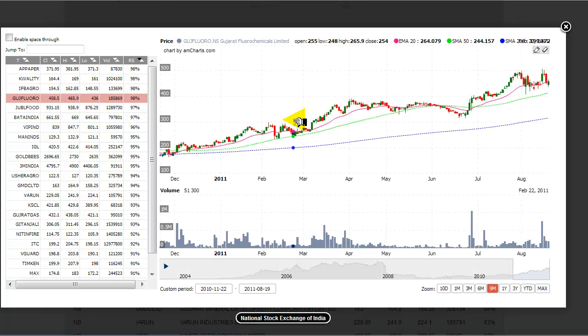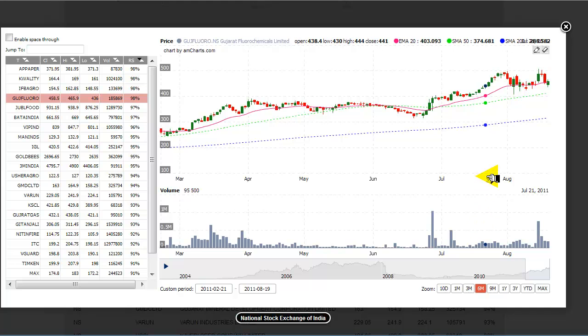Here we have Gujarat Fluorochemicals. Again, notice how it's been holding strong as the market's been weak. This stock has been holding near its highs, holding its 20-day exponential moving average and above its 50-day. This is a stock, again, that we would buy as a potential breakout above this base of consolidation that you see right here. So above the high of 4 days ago, which would be a price of 507.60.